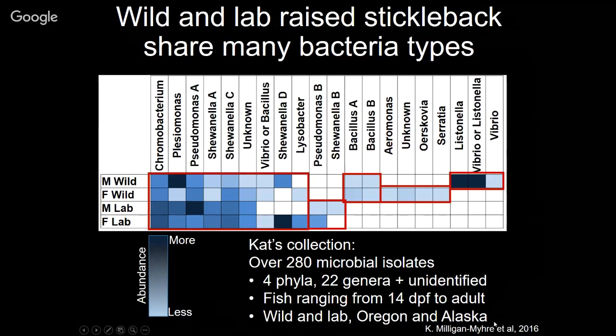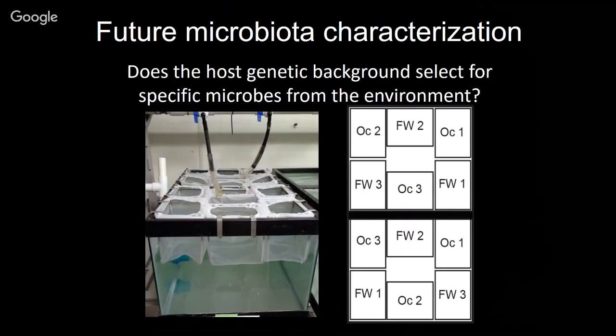We have over 100 isolates now that are from Alaska. And we're doing a bunch of comparisons between those microbes. Now, the microbiota characterization that we've done so far is from wild-caught fish, and we really like to determine what the host genetic background contribution is to the difference in the gut microbiota.